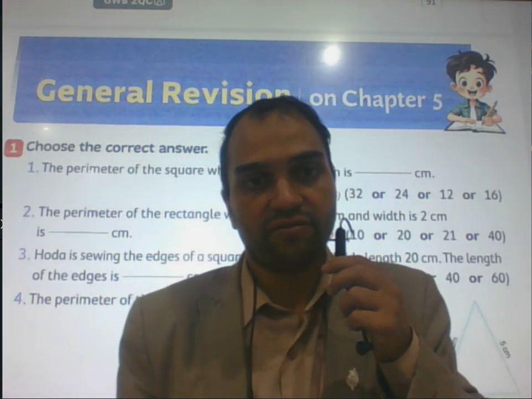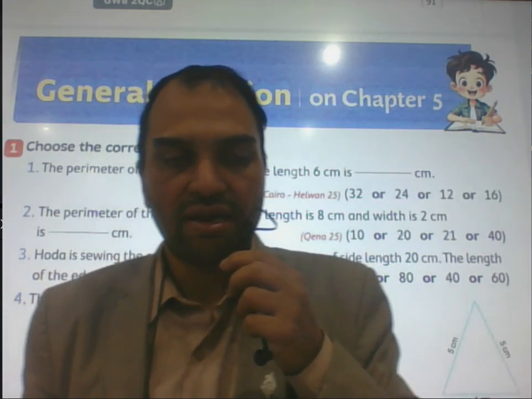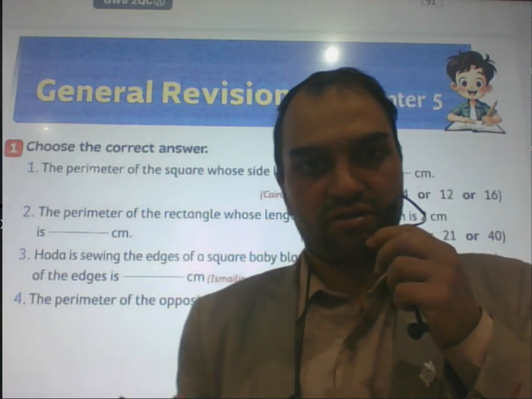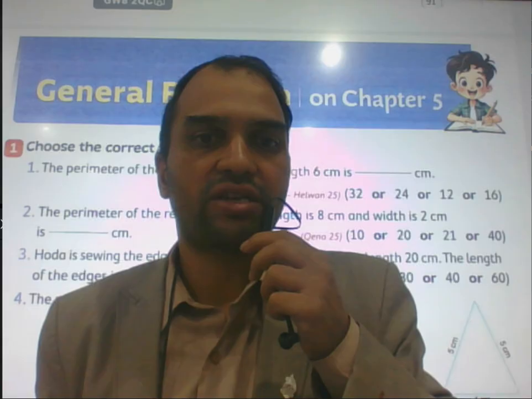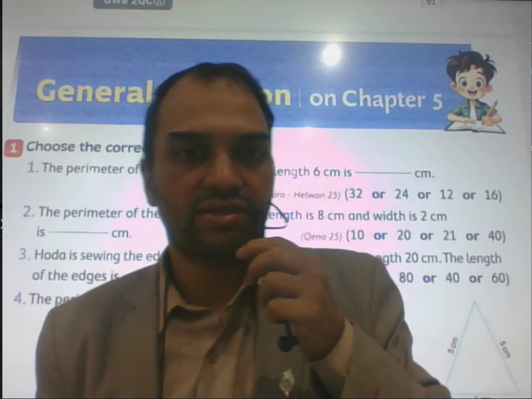We can find the perimeter of a rectangle as twice the sum of length and width. And the area equals length times width.